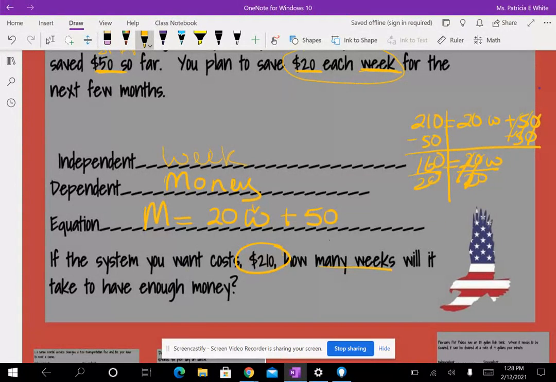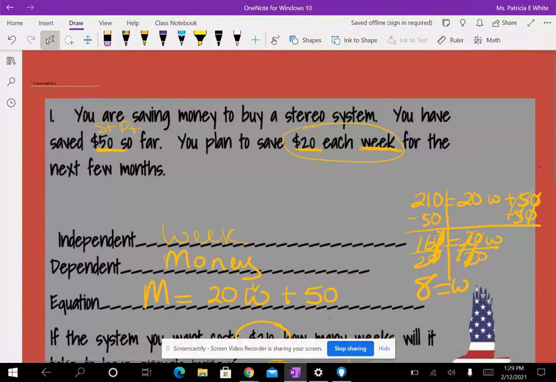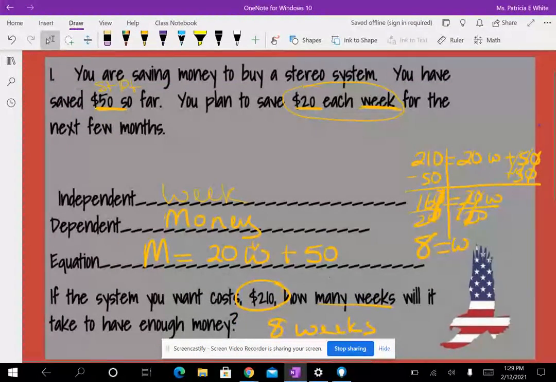160 divided by 20. I'm going to cancel off those zeros because that's reducing them both. What's 16 by 2? 8. So how long will it take to raise $160? 8 weeks. If he does $20 per week, after 8 weeks, he's going to have his system. Or you are going to have your system, I guess. Okay? All right. One more.